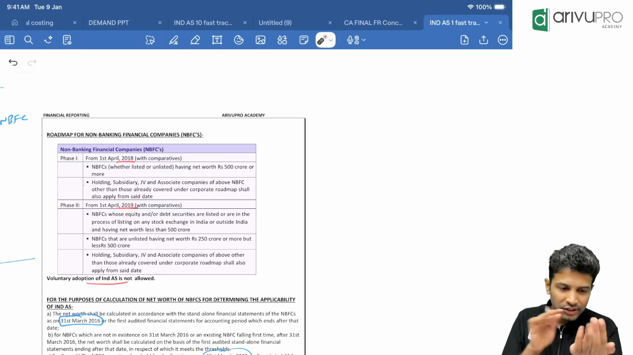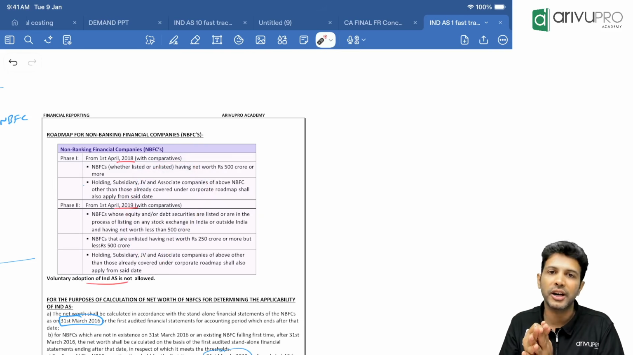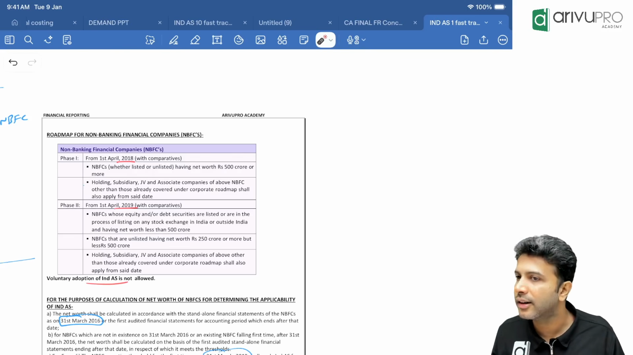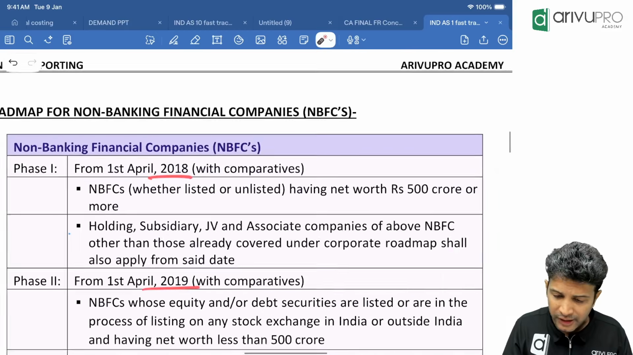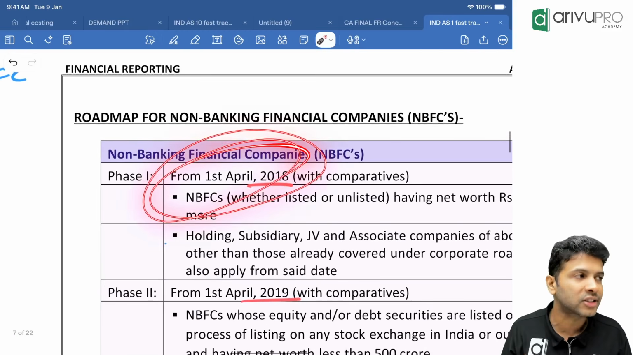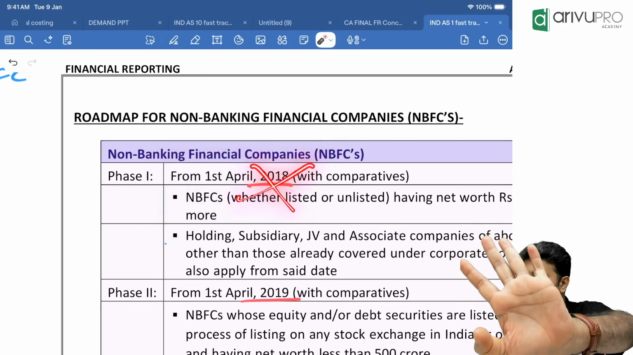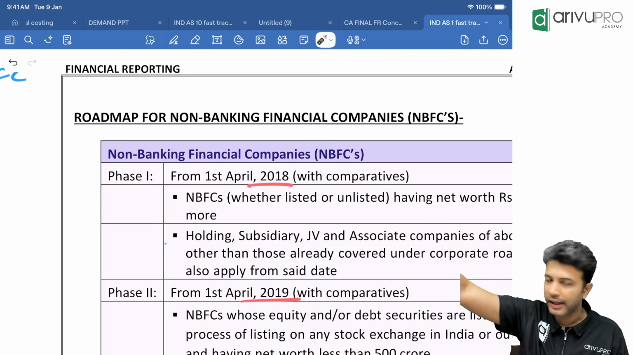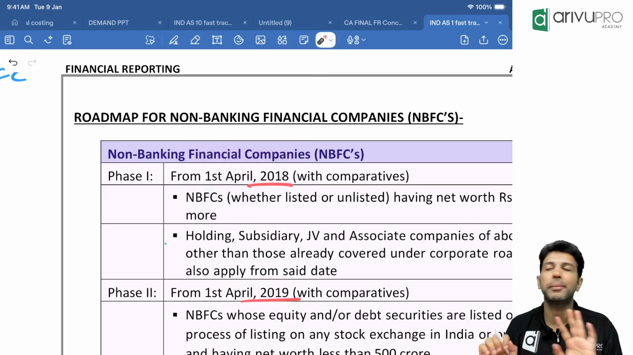So only if one is a normal company and one is an NBFC, then the Ind AS application date for both can be different. Otherwise, you will all apply under the same date. Sir, NBFC will apply Ind AS from what maximum? The earliest date they'll apply Ind AS is only 2018, not before that. NBFC will apply Ind AS for the first time only from 1st April 2018 onwards, never before that.